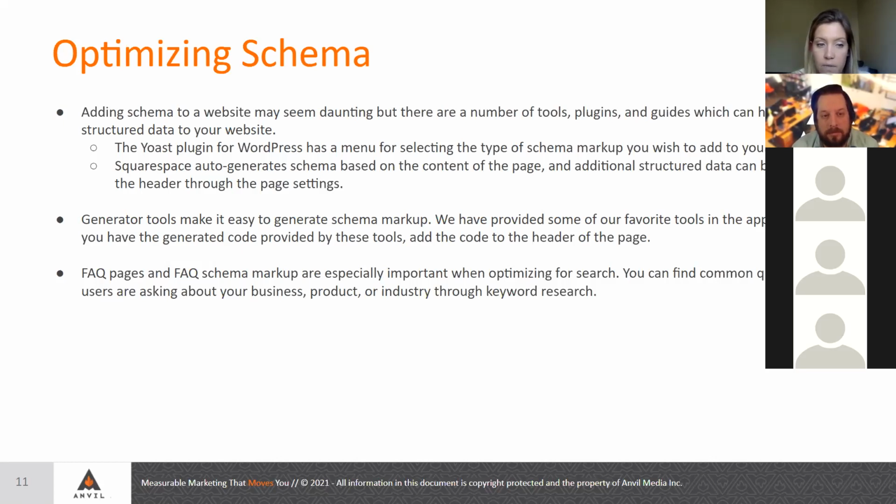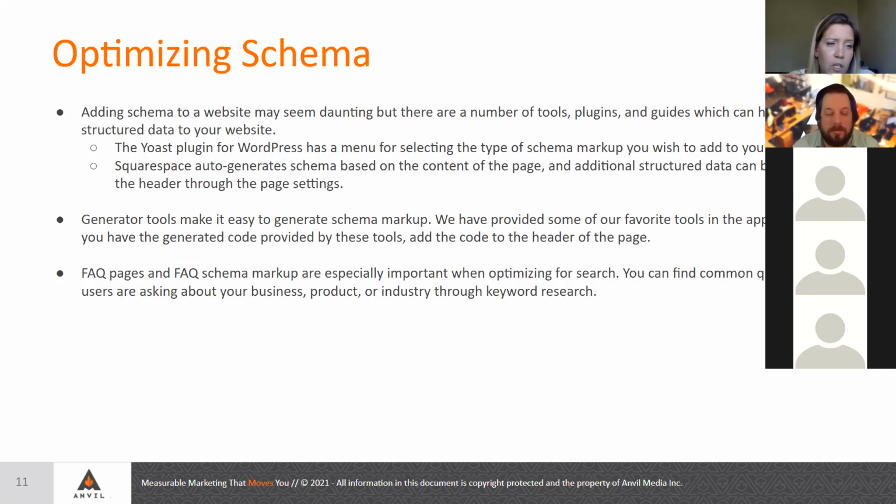So in the appendix of this webinar deck, we've listed some of our favorite tools. And once you have the generated code provided by these tools, all you'll have to do is copy and paste the code into the header of whichever page you're trying to optimize. And basically with these generator tools, all you do is put in the URL of the page you're trying to mark up. You'll click the different elements of your page, like your logo, your business name, things like that, and it'll automatically spit out the code that you'll need, fully accurate and fully adhering to best practices. So it makes it really easy to actually generate the code that you'll need.